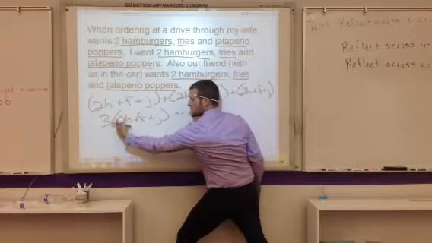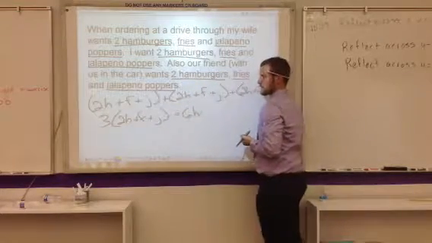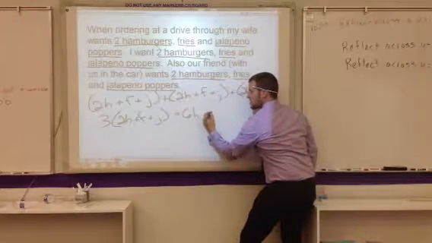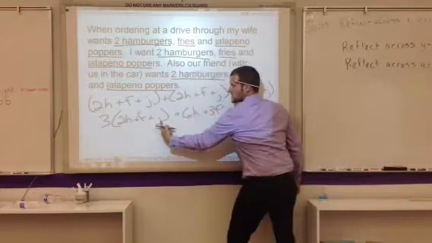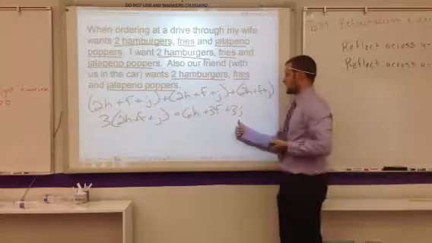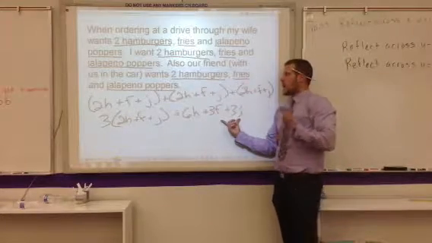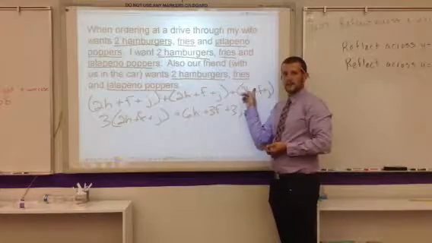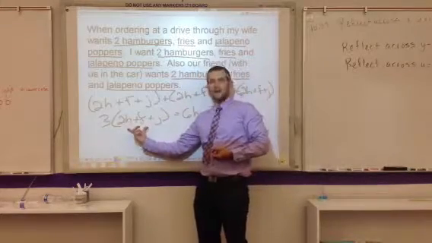3 orders of 2 hamburgers make for 6 hamburgers. 3 orders of one fry make 3 fries. And 3 orders of jalapenos make for 3 jalapeno poppers. This is all the things that I want to ask the attendant for. And I could think of it as combining my like terms when I've written it out like this. Or I could think of it as 3 orders that are all identical.